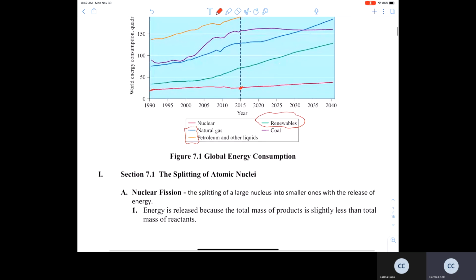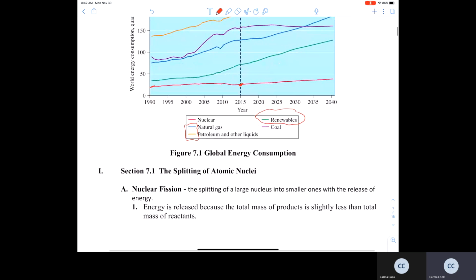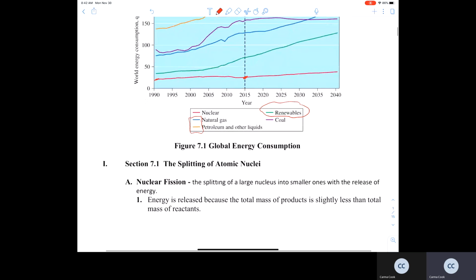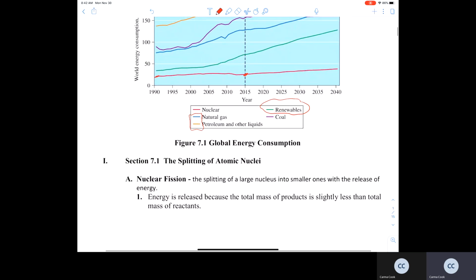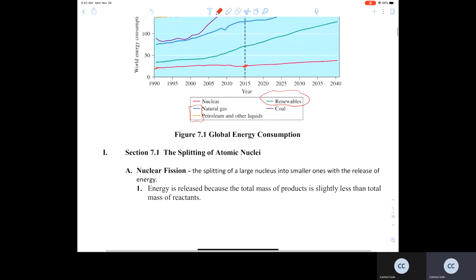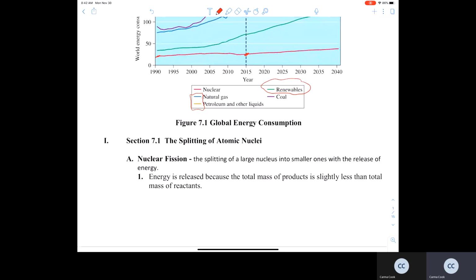And our red graph, the nuclear energy graph, there's going to be just an ever so slight increase, but pretty flat. And why is that? Why is nuclear not projected to be the most popular energy consumption source in the next 20 years? Let's start off by talking about the bare basics of nuclear energy, how nuclear energy is produced, and then we're going to take a look at nuclear power plants.